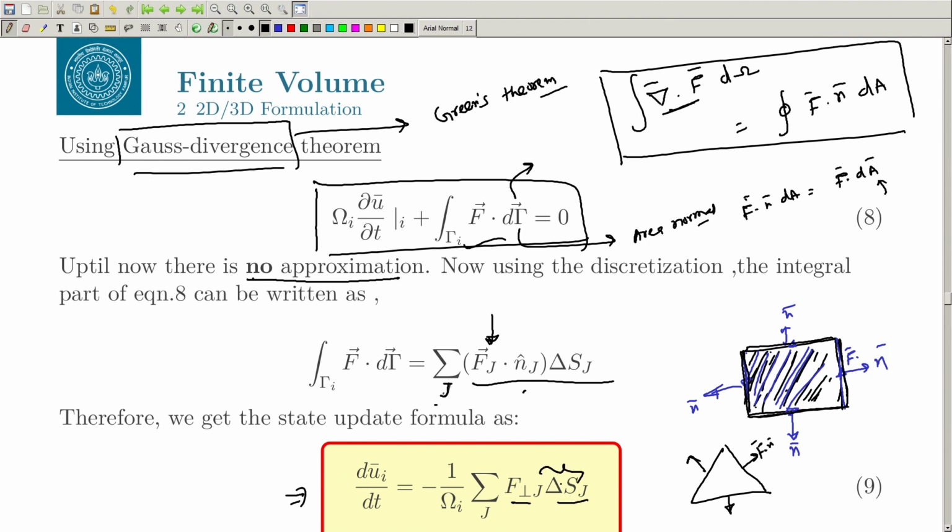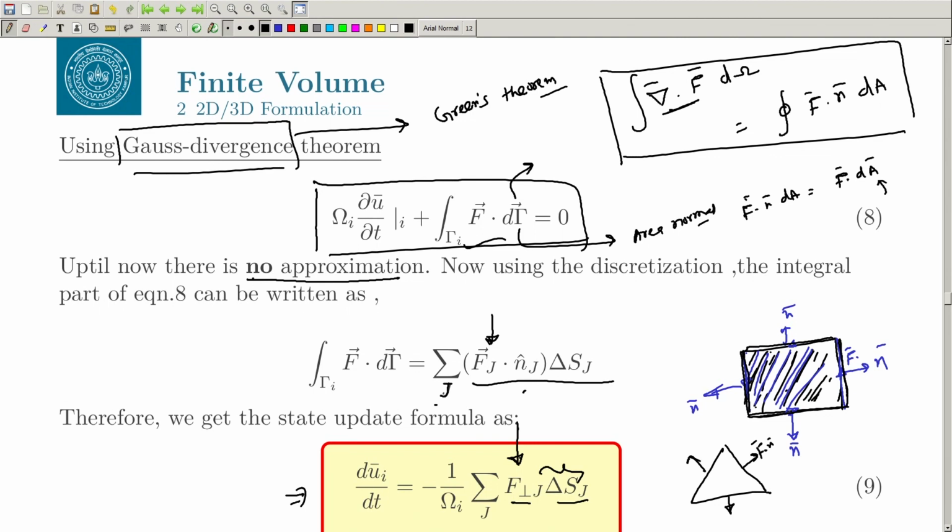The delta s j is defined using our geometry, the kind of mesh element we are using. The only thing that we need to calculate is the f perpendicular j, which is the interfacial flux. And as we discussed, you have to define how the variation of u is across the cell, and if you assume linear variation, you can calculate the gradient del u by del x, del u by del y in this particular case. And then from that you can calculate the value of u at the interface. Once you have the value at the interface, you can calculate the flux at the interface. You can use either Green-Gauss or the least squares to calculate the gradient del u by del x and del u by del y.